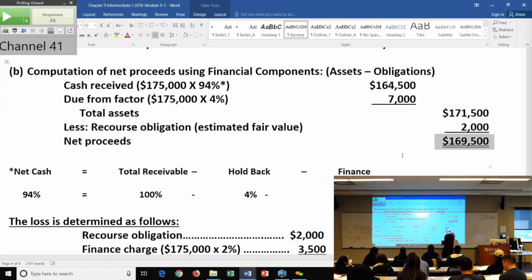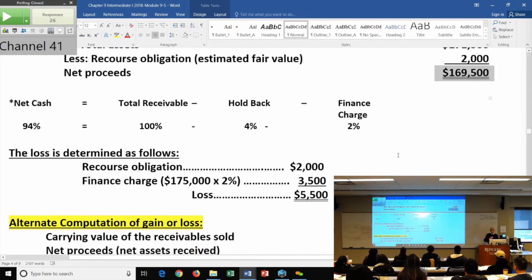The person that buys it earns 3,500. If everything's collected, that's all they earn. If there is some default, they would either keep the holdback, or on top of that, you have a recourse obligation that you have to pay, and they may earn that as well. But we're talking about the seller. The person that's selling it is going to pay the finance charge of $3,500 and the estimated $2,000. So we have to accrue a total of $5,500 in losses. It's a good question. Right now, the person that's buying them, their only income is going to be the finance charge.